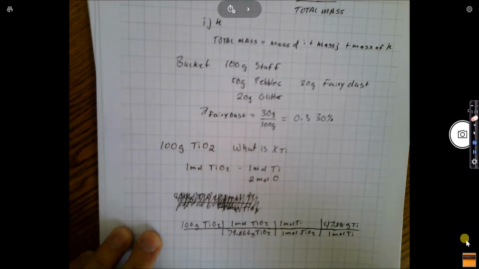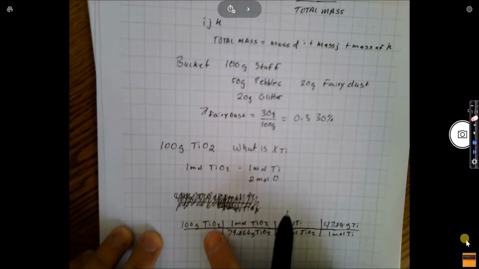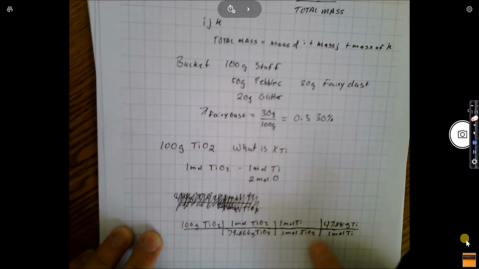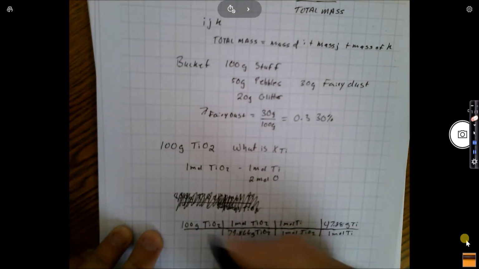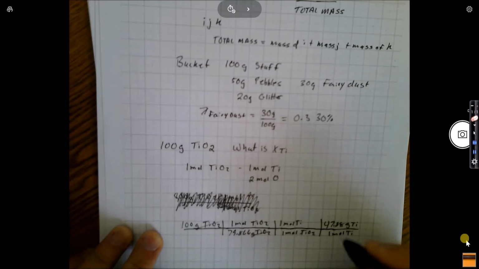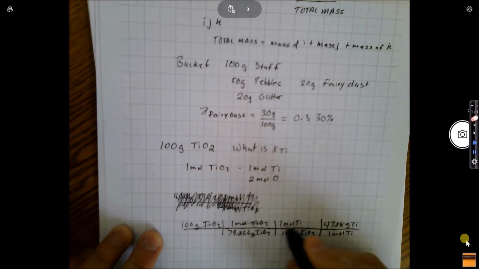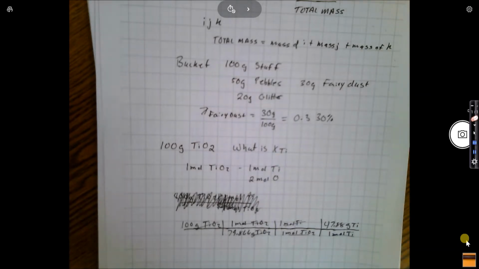So now, because we've switched species, if you've been paying attention, we have titanium dioxide here, and we also have titanium here. So that's why this bookkeeping becomes very, very important. So we will cancel out grams of titanium dioxide. We're going to cancel out moles of titanium dioxide. And now we're left with moles of titanium and grams of titanium. Our moles of titanium will cancel out. And now we're just going to be left with grams of titanium. Okay, hopefully this makes sense.